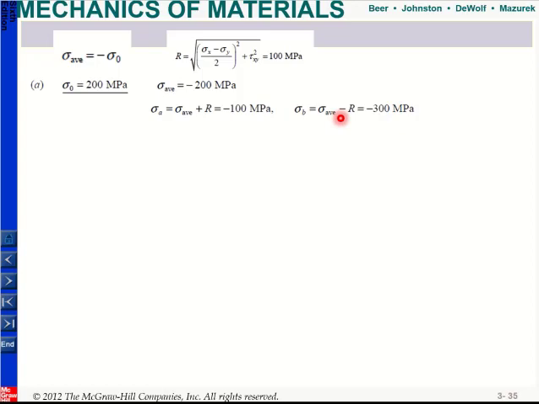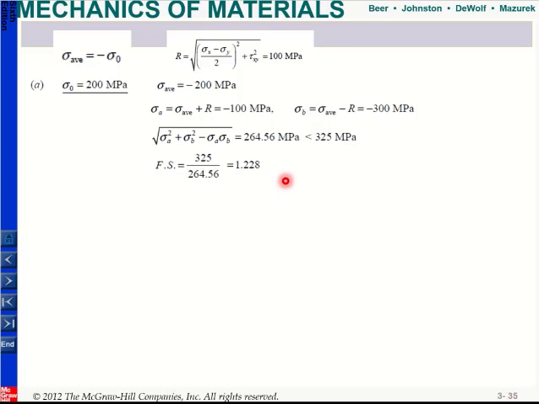Okay, and after we find this, I need to calculate the criterion for the maximum distortion energy. So I need to find this value, sigma A squared plus sigma B squared minus sigma A sigma B, and I need to take the square root of it. If you do that, you will find that it's equal to 264. And since it's less than 325, we are safe. And if you want to find your factor of safety, it's equal to your yield stress divided by the stress that was applied. So from here, you can find that your factor of safety is equal to 1.228.